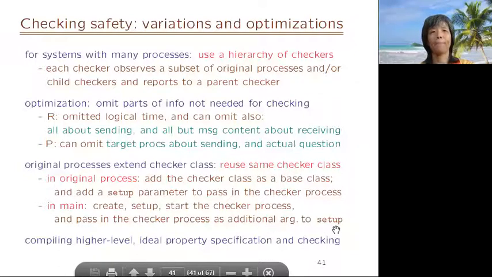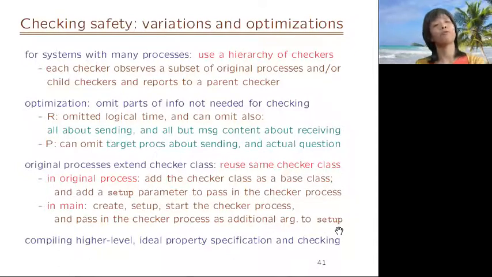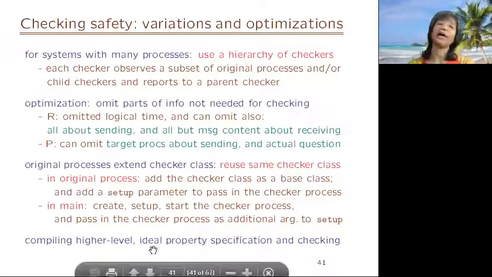And in the main, you create and set up the checker and pass in the checker as an additional argument to the setup. Okay. And in general, of course, we could have a higher level language, write the ideal property specification and compile those to the executable code and do the checking. Okay.